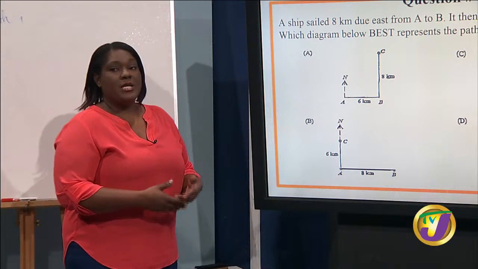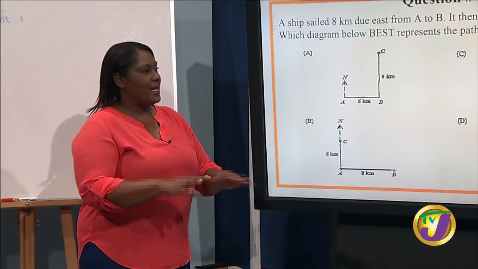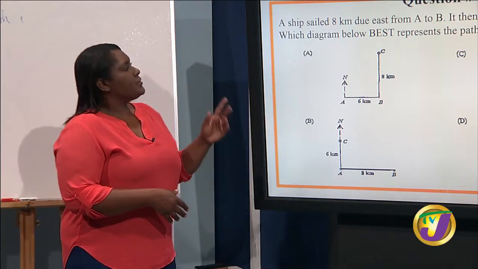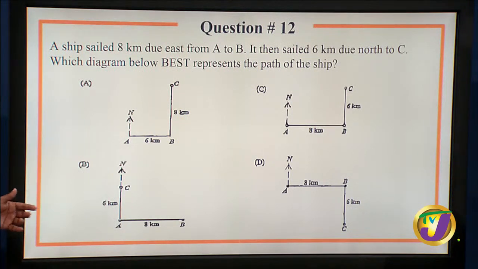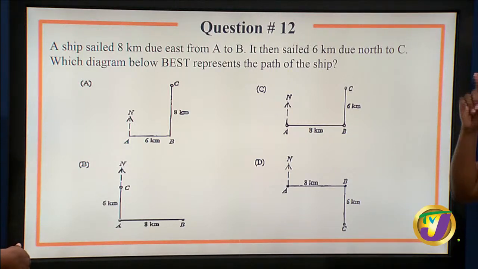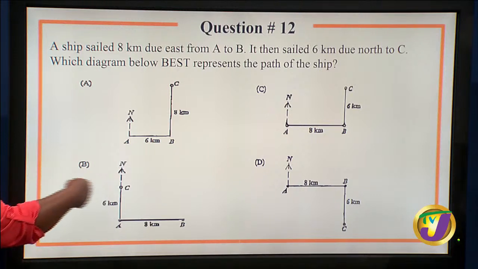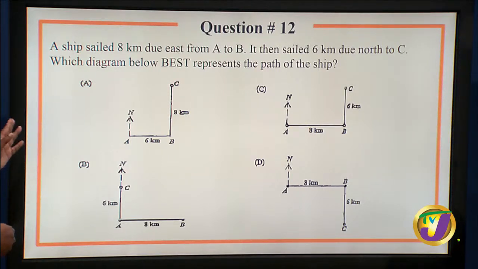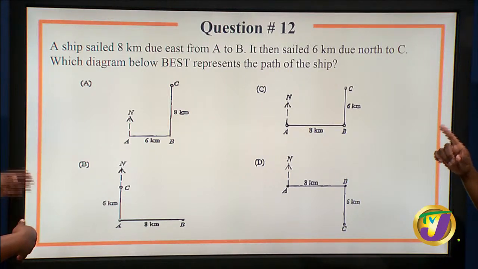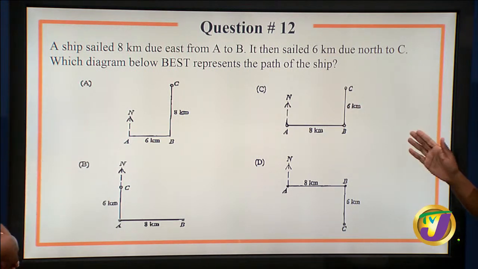Knowing the information that you should have when dealing with bearings, we can go ahead and examine the solutions, examining and eliminating as we move along. A ship sailed 8 kilometers due east. East would be 90 degrees from north. We know that our north line points in an upward direction, as represented on all the diagrams. East would be to the right, in a clockwise direction. They say sailing east, we go 8 kilometers, so we can quickly browse through to see which of those are going eight. We can eliminate A, because that says 6 kilometers.